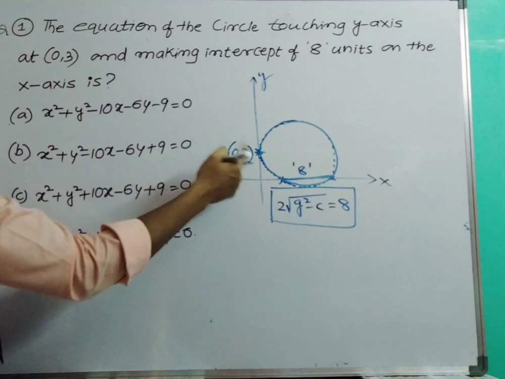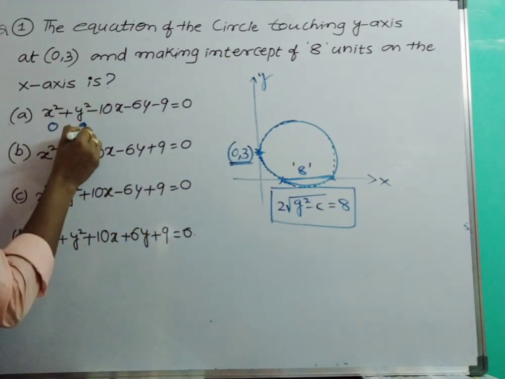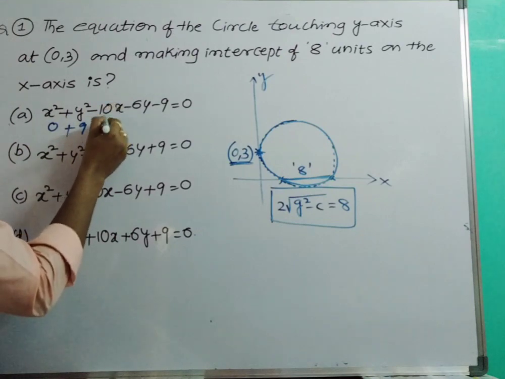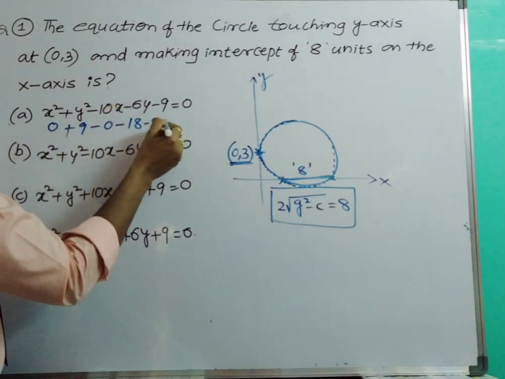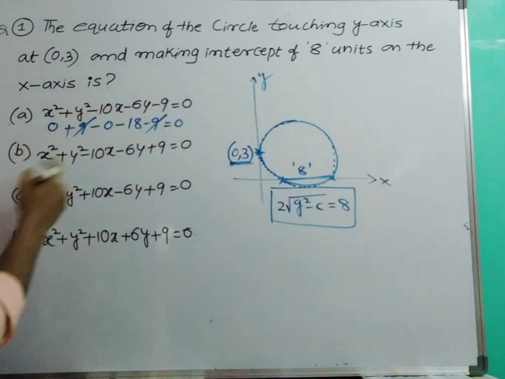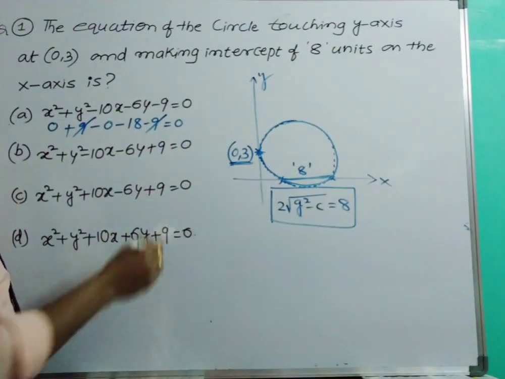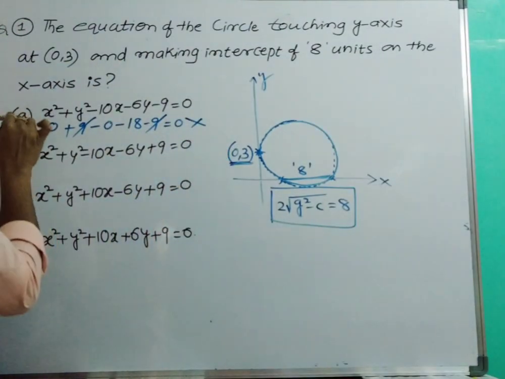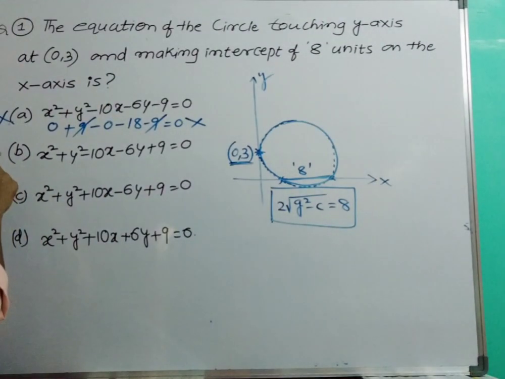I am substituting (0, 3). X coordinate is 0. Y square means 9, minus 10 into 0 is 0, minus 6 times 3 is 18, minus 9 equals 0. See, plus 9 and minus 9 get cancelled. The remaining constant is minus 18. It is not satisfied, so it's a wrong choice. Ruled out. Let's go with the second option.